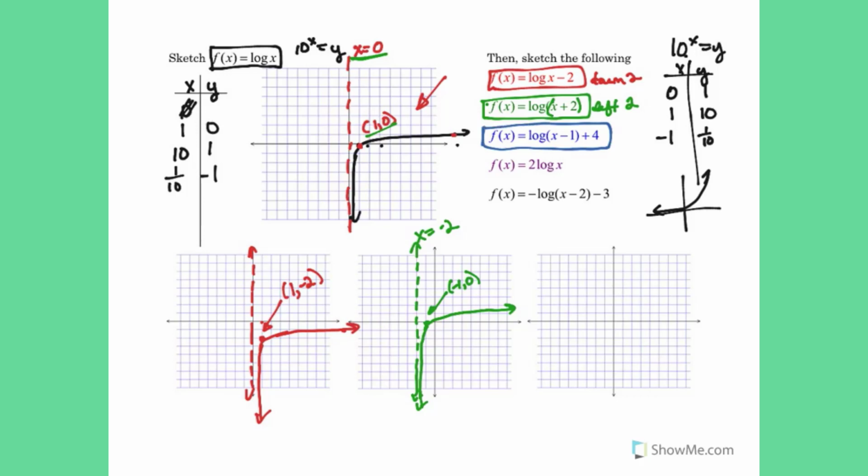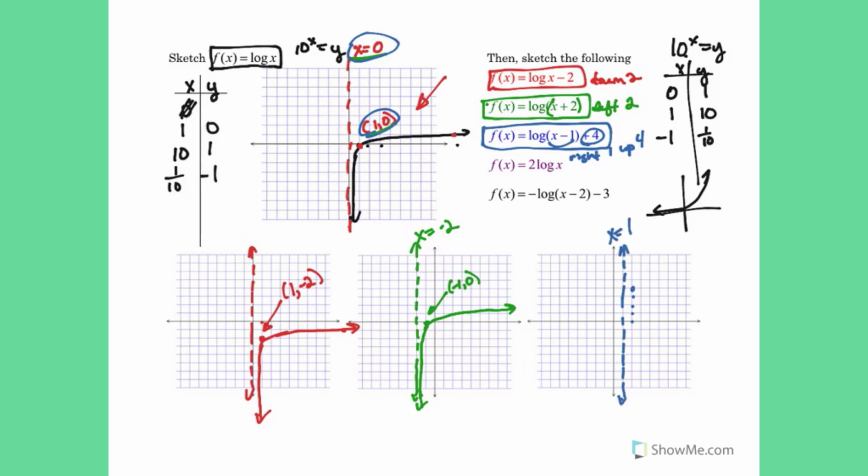Okay, so now we've got 2 things. We've got to the right 1 and up 4. So again, I'm going to take this x-intercept and go right 1 and up 1, 2, 3, 4. All right, I need to move my asymptote. Moving it up or down, it doesn't make a difference, but I can move it to the right 1.